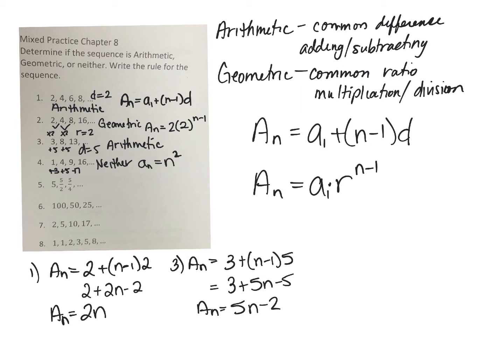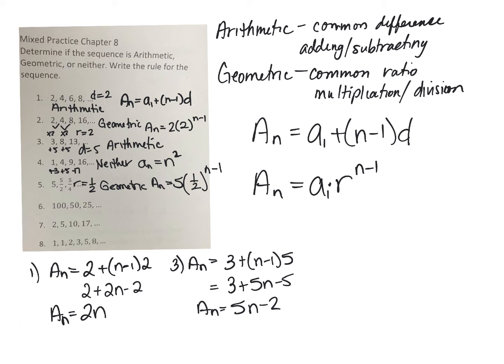Number 5, 5 halves, 5 fourths. Looks like we're multiplying by 1 half, and that's geometric. So an equals 5, my a1, times 1 half to the n minus 1. Again, that cannot be simplified like the arithmetic equation, so we just leave it.